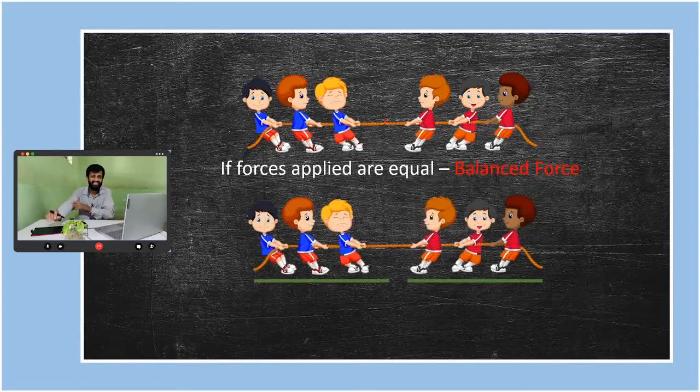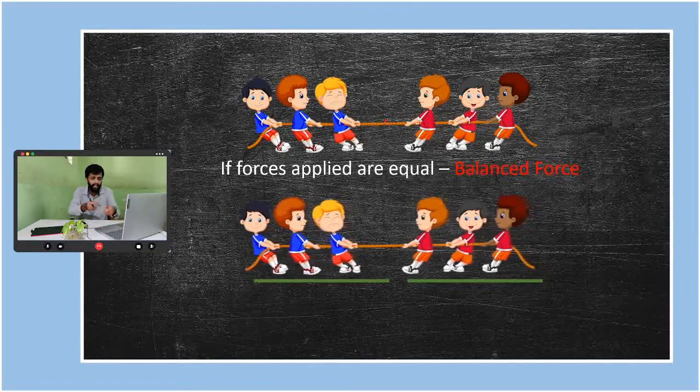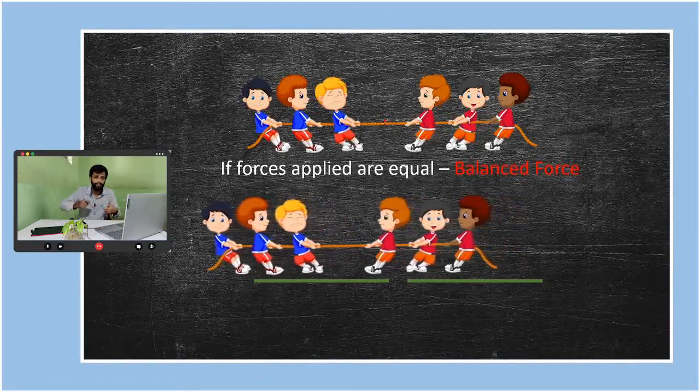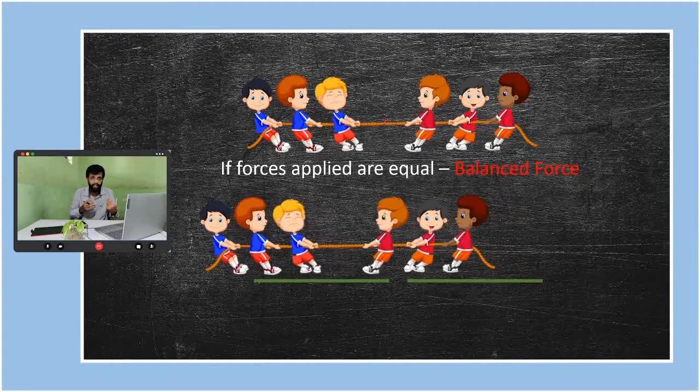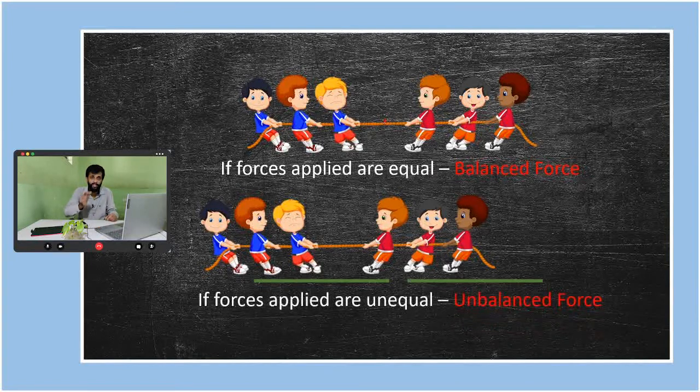We can say someone is really strong over there and someone puts really extra energy and force and they are able to pull the other three teammates on the other side. Now here the force that is applied on one side is more, and on the other side is less. So here we can say that if forces applied are unequal, then we say they are unbalanced force.